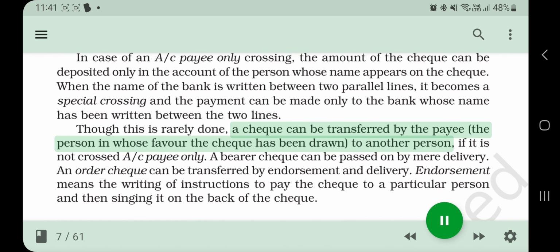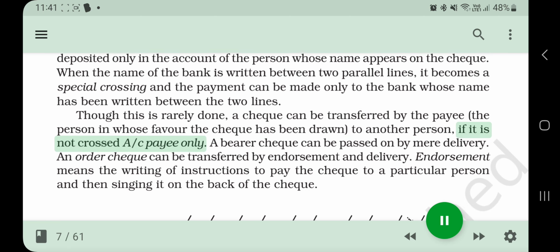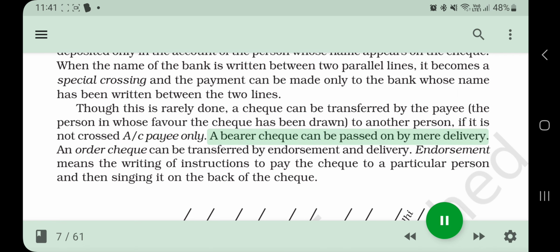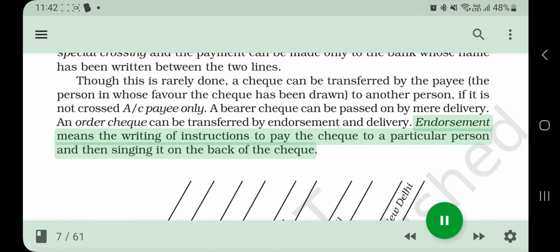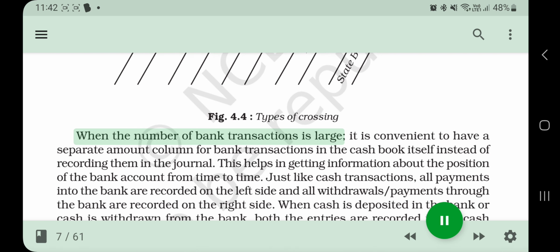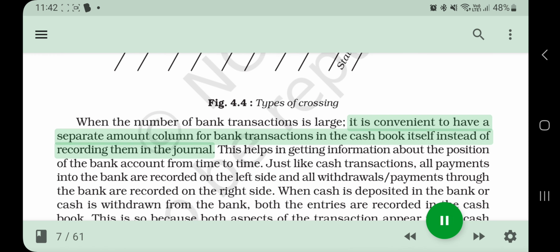Though this is rarely done, a check can be transferred by the payee, the person in whose favor the check has been drawn, to another person, if it is not crossed A/C payee only. A bearer check can be passed on by mere delivery. An order check can be transferred by endorsement and delivery. Endorsement means the writing of instructions to pay the check to a particular person and then signing it on the back of the check.